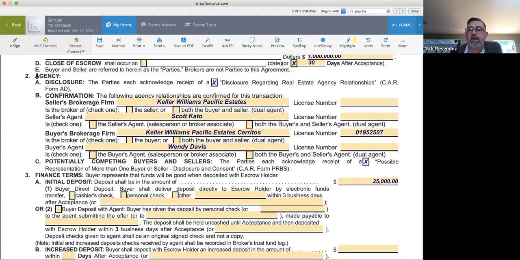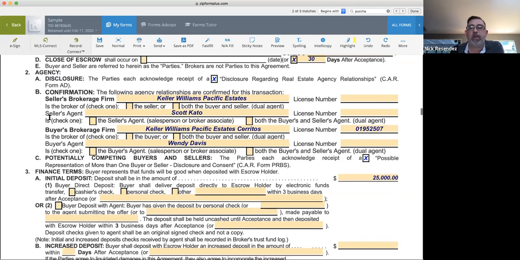All right. Paragraph 2, agency. Remember that first form we looked at, the agency disclosure? Well, here we are again. This is where that form is incorporated into the agreement, okay? Any additional forms that you're adding to your offer, you need to incorporate them. And you notice here, this box is pre-checked because the disclosure regarding real estate agency relationships is automatically attached and incorporated into the agreement. If you have other addendums or amendments, like you're using the coronavirus addendum, well, you need to reference that from within the document for it to be a part of this contract, okay?